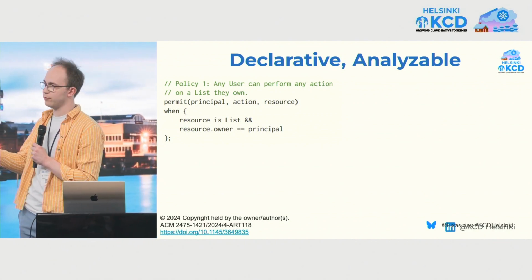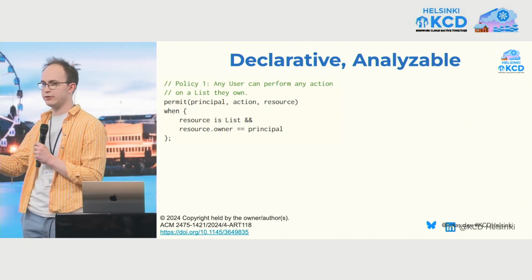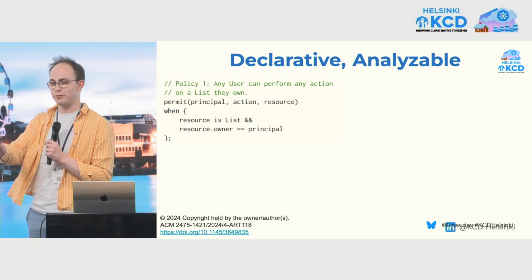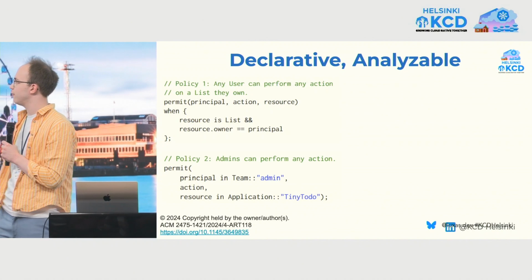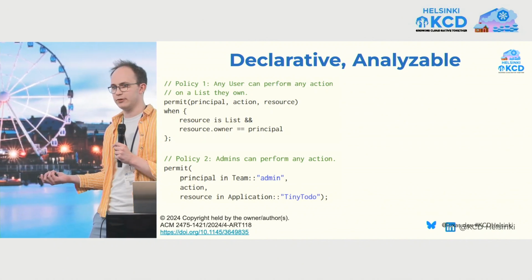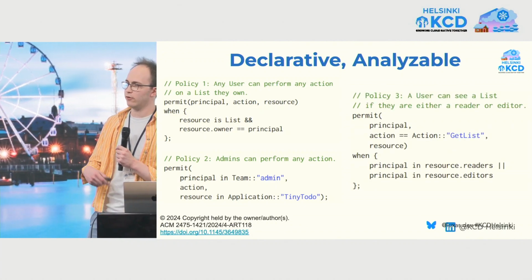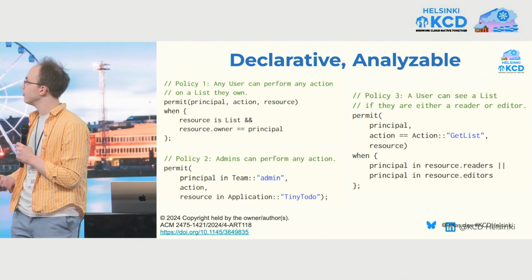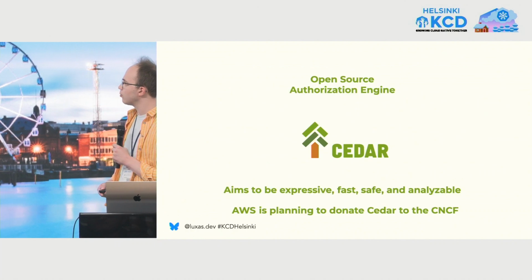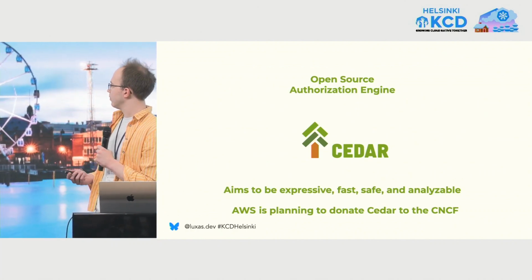So for example, in the previous example, you have typed principal, actions and resources. So you say that if the resource is a list and it has an owner, then if the principal is the owner, they can access. If they are in the team admin, a relation-based access control, then they should be able to access. Or if they are a reader or an editor of the resource, they should also be able to access. So this is much clearer. You can kind of see it by just looking at it. Now, what is better is that you can start analyzing that. So what does that mean?